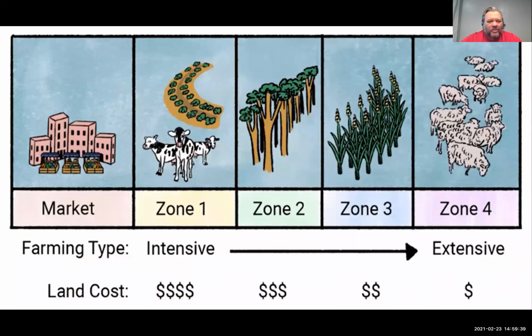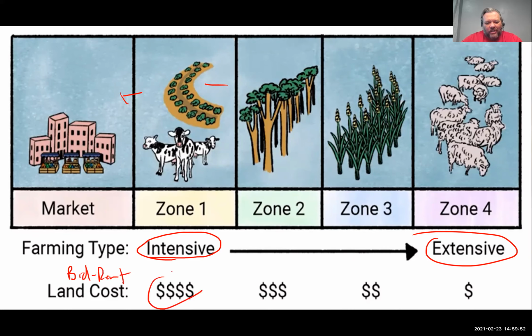Actually, let me just go to this other one. So these are the different zones, all right? And notice that this goes from the most intensive type of agriculture to the most extensive type of agriculture. And this is land costs. This is the bid rent theory stuff. Zone one is going to have very high land costs, and so it's going to be more intensive agriculture. Zone four, way out here, is ranching, and so very low land costs.